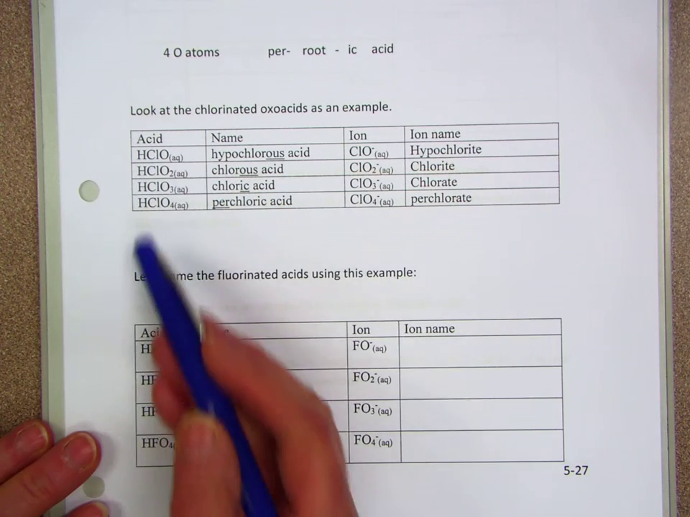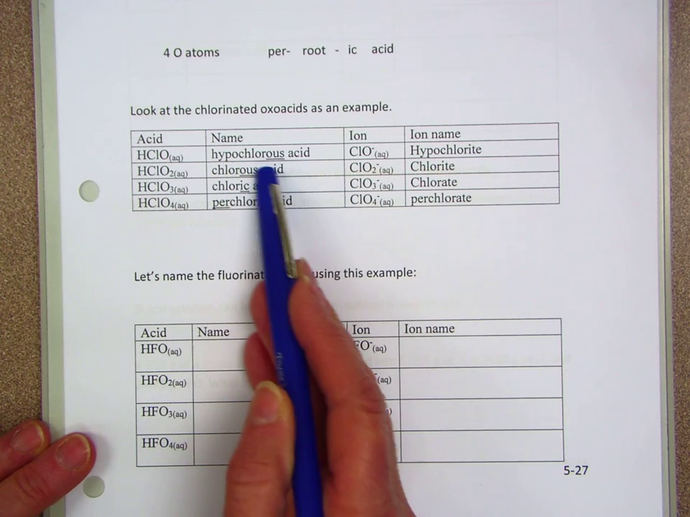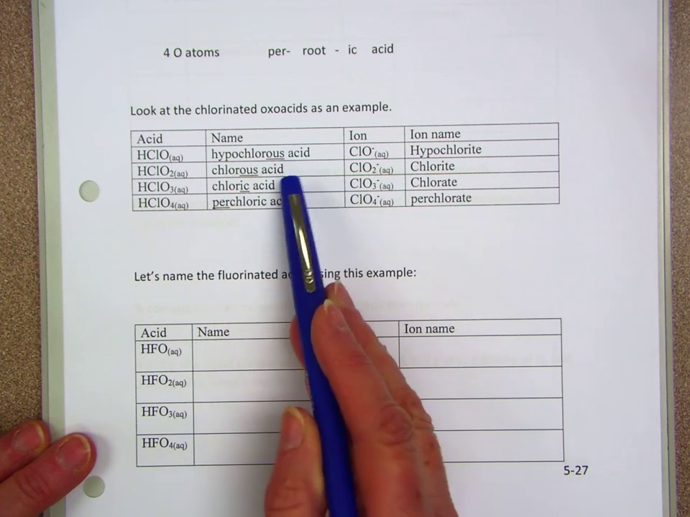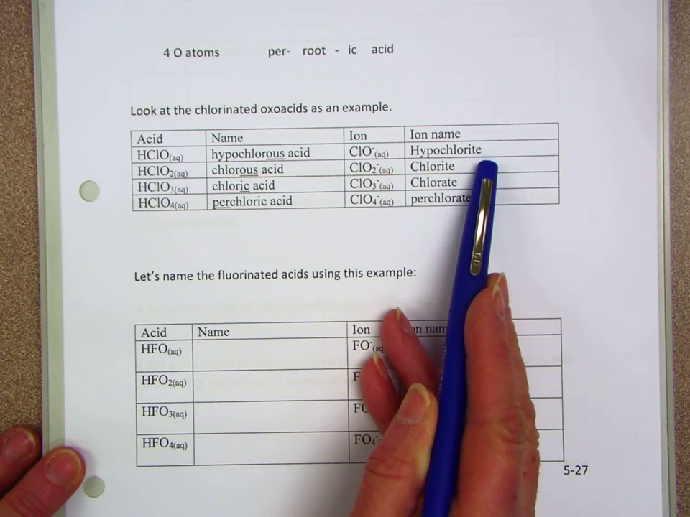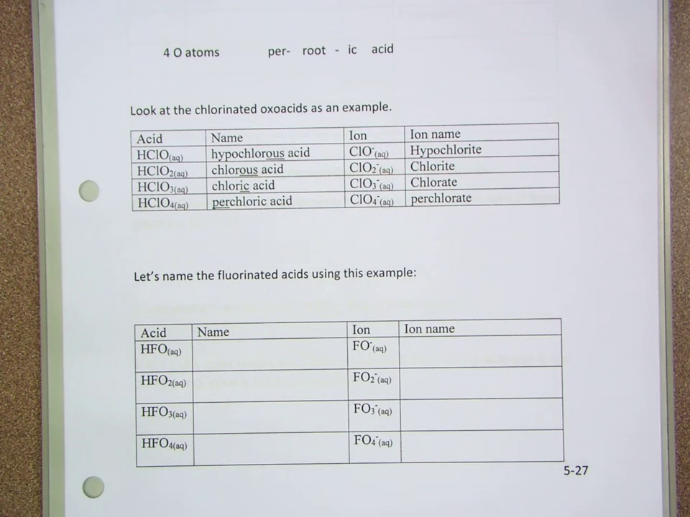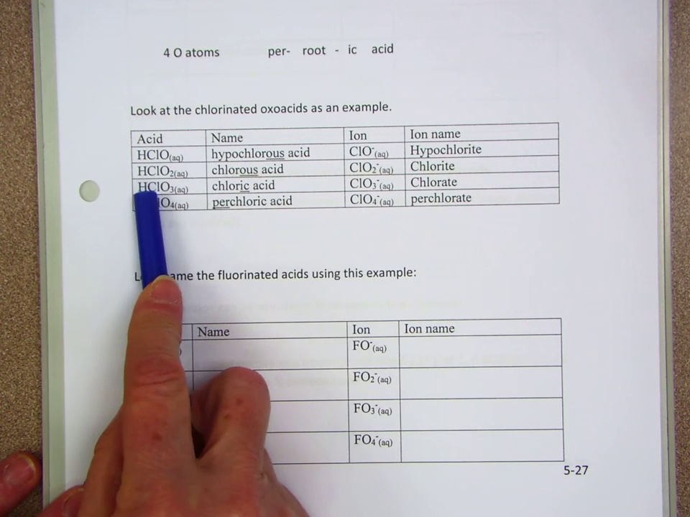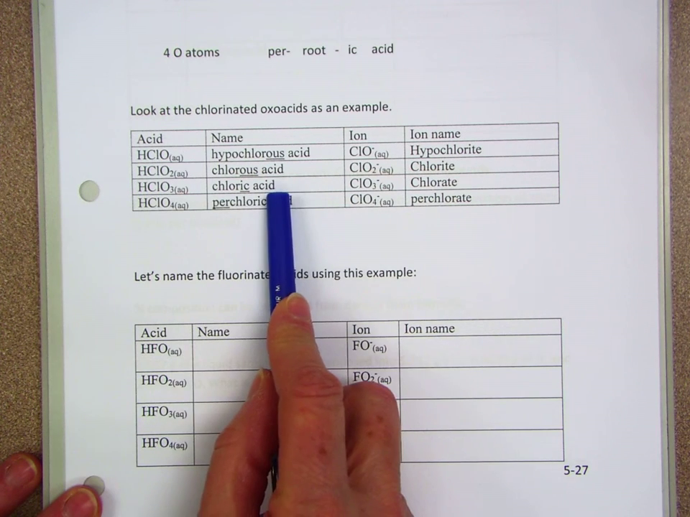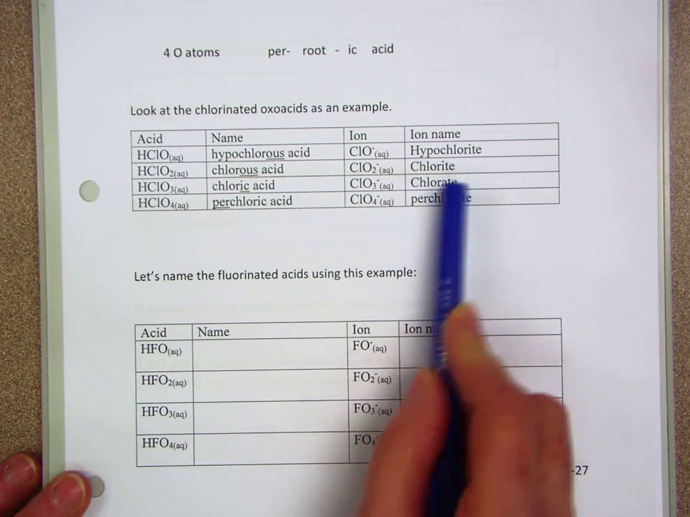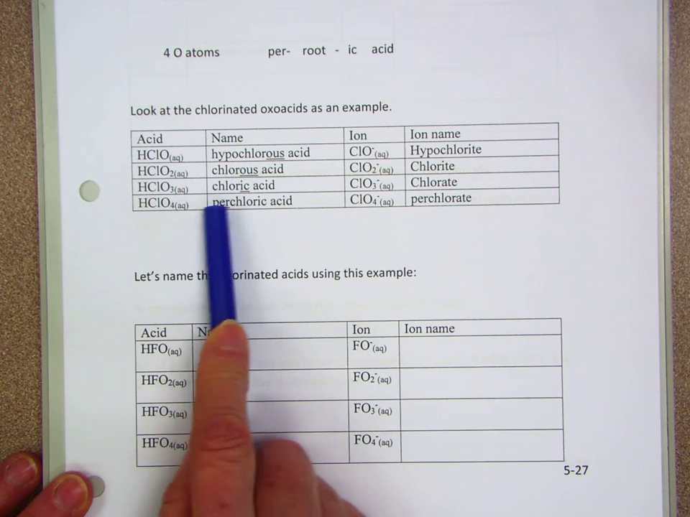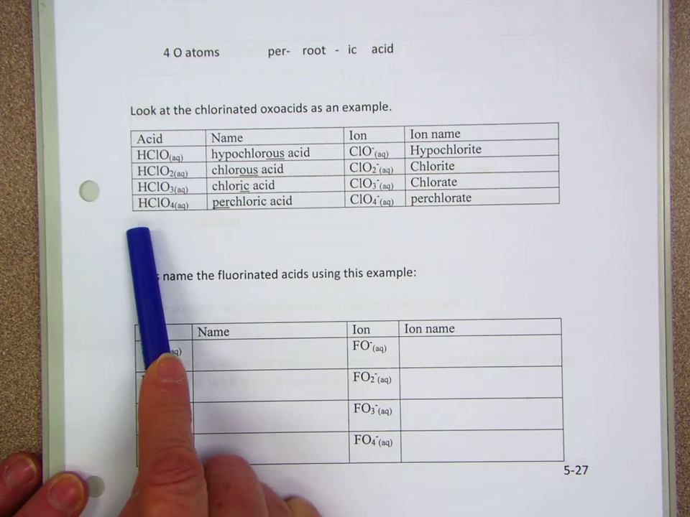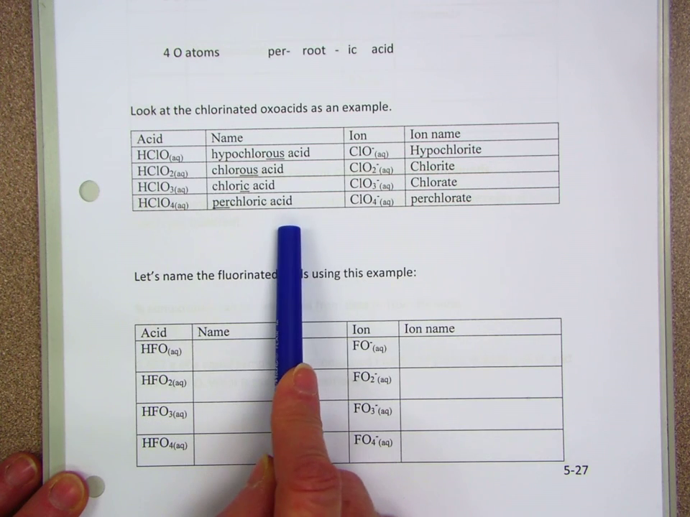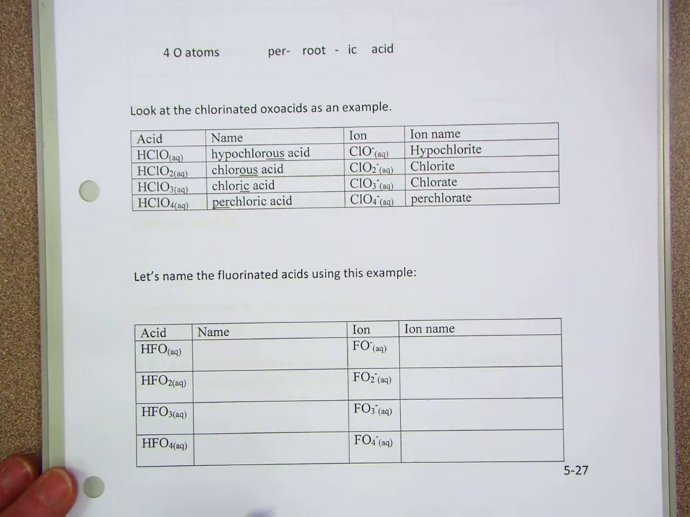So HClO, aq, hypochlorous acid. If we take the proton off, we make the hypochlorite ion. We leave the prefix and suffix. HClO2, chlorous acid, becomes chlorite. HClO3, chloric acid, becomes chlorate. And HClO4, perchloric acid, becomes perchlorate.